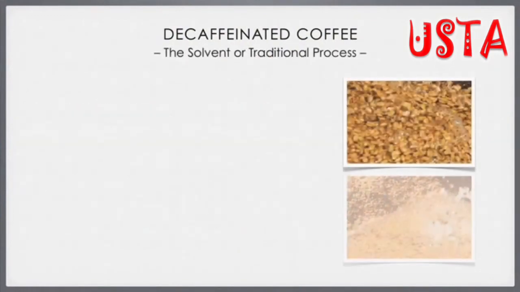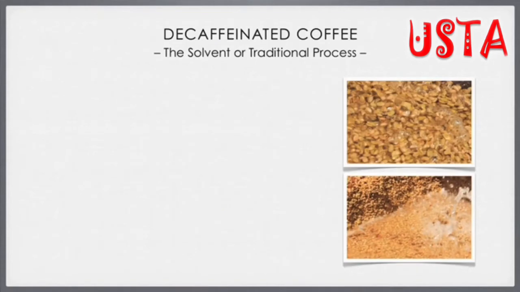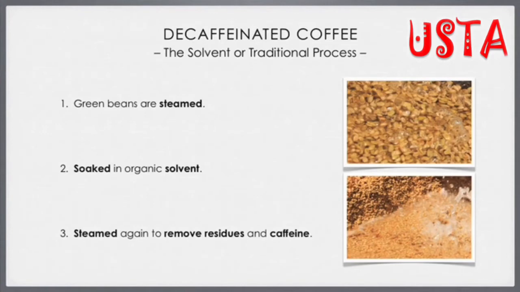The solvent or traditional process is the oldest and most common method of decaffeination. What happens is the green beans are steamed to open their pores. Then the green beans are soaked in an organic solvent which bonds with the caffeine. Then the green beans are steamed again to remove the solvent residues and hence the caffeine in the bean.